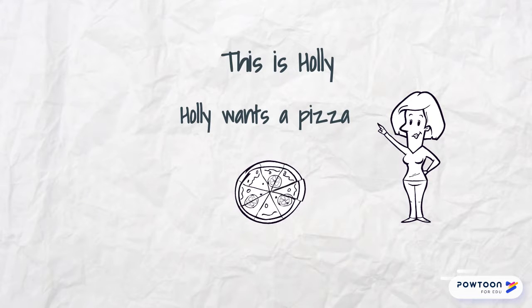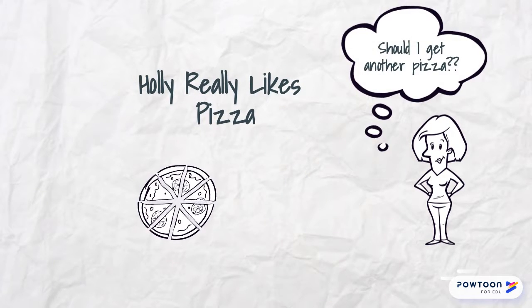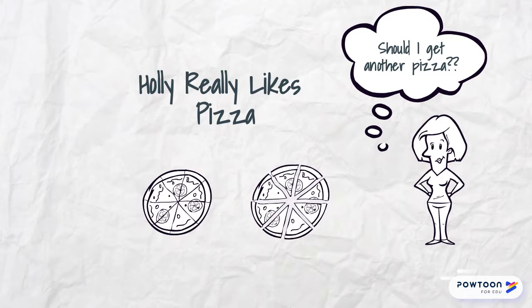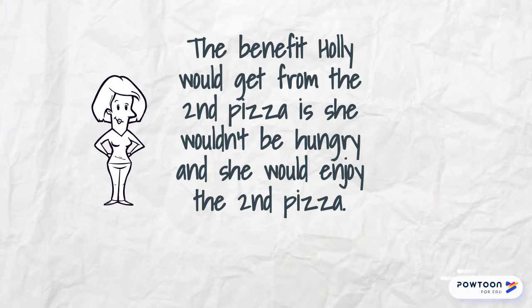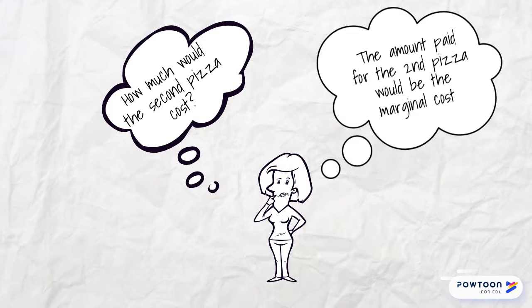This is Holly. Holly wants a pizza. Holly really likes pizza. Holly has to decide if she wants another pizza. The benefit Holly would get from another pizza is that she wouldn't be hungry and she would enjoy the second pizza. Holly wonders how much the second pizza would cost. Would it be worth the cost to get the benefit? The amount paid for the second pizza would be the marginal cost.